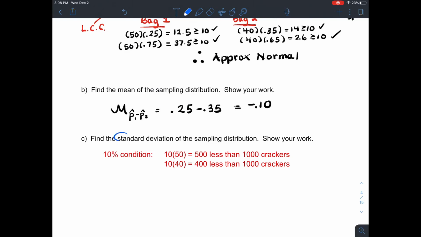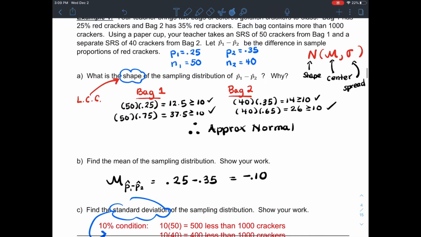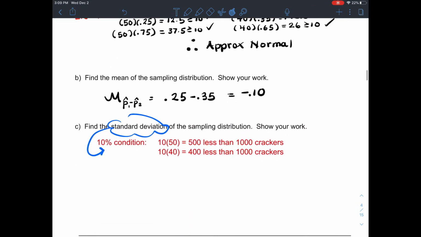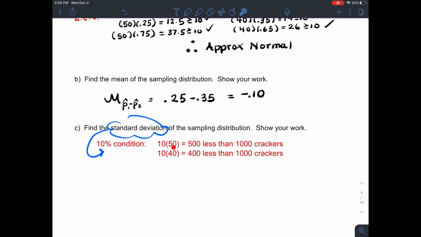So we want to be thinking here that for the standard deviation, we need to tie that directly to the 10% condition, which I kind of typed here. Okay, remember our sample sizes are 50 and 40. So we need to show 10 times 50, which is 500, and 10 times 40, which is 400, is less than or equal to the 1,000 cracker population size. Okay, once we've shown that, that means our independence condition is met.